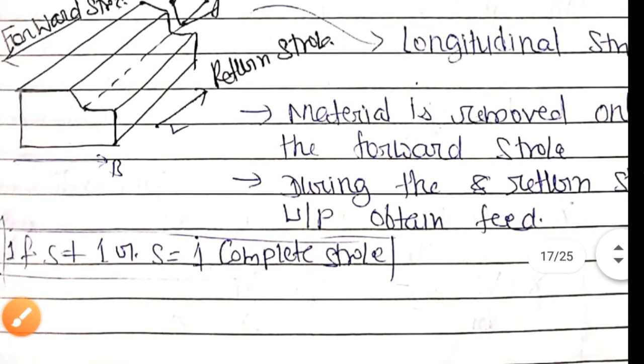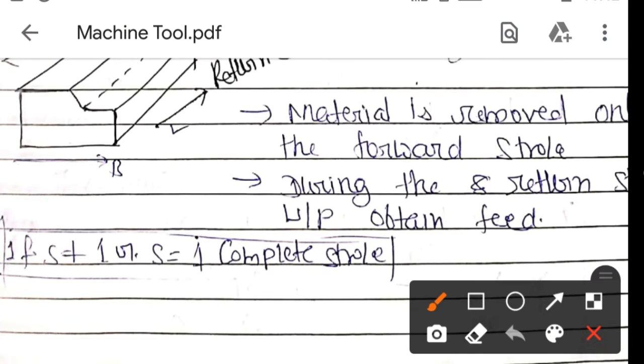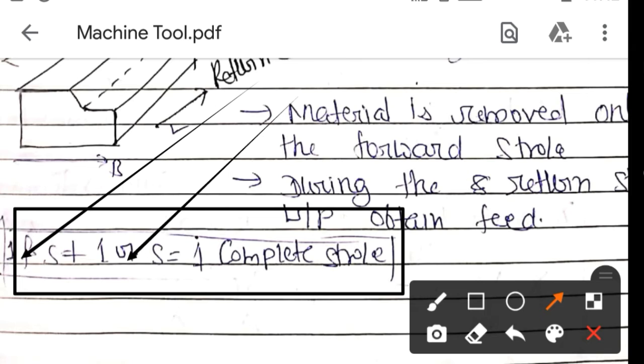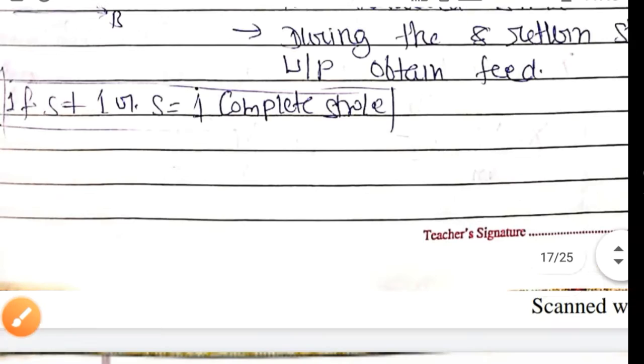What I have written over here: one forward stroke and one return stroke means one complete stroke. So remember, one forward stroke plus one return stroke gives you one complete stroke. And as I already told, material is removed only during the forward stroke, and during the return stroke the workpiece obtains the feed. These are the points you should remember in a shaping machine.